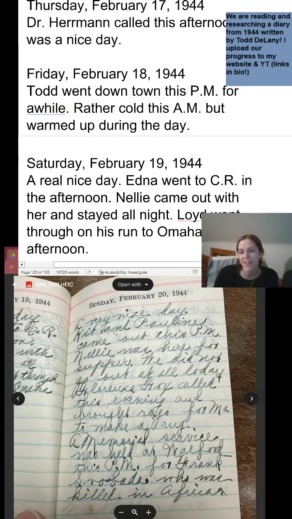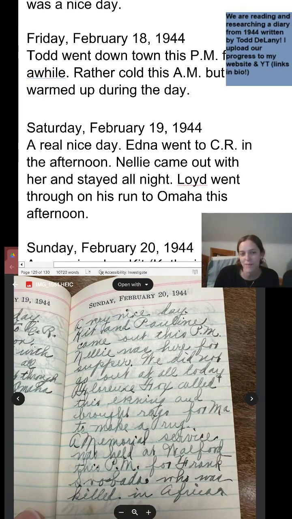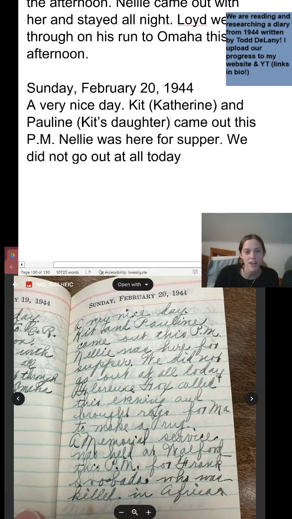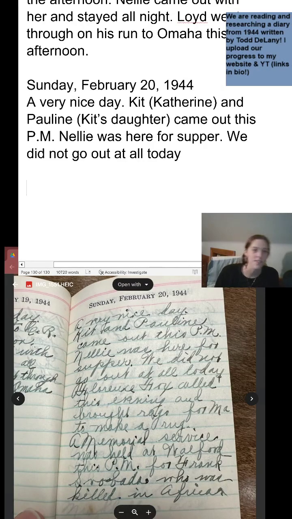Lloyd went back on his mail train and Todd waved to him again. So that was cute. And then it's just a lot of the same, like Todd's not feeling well. Some days he's walking, some days he's not walking. I don't know if there was anything else.